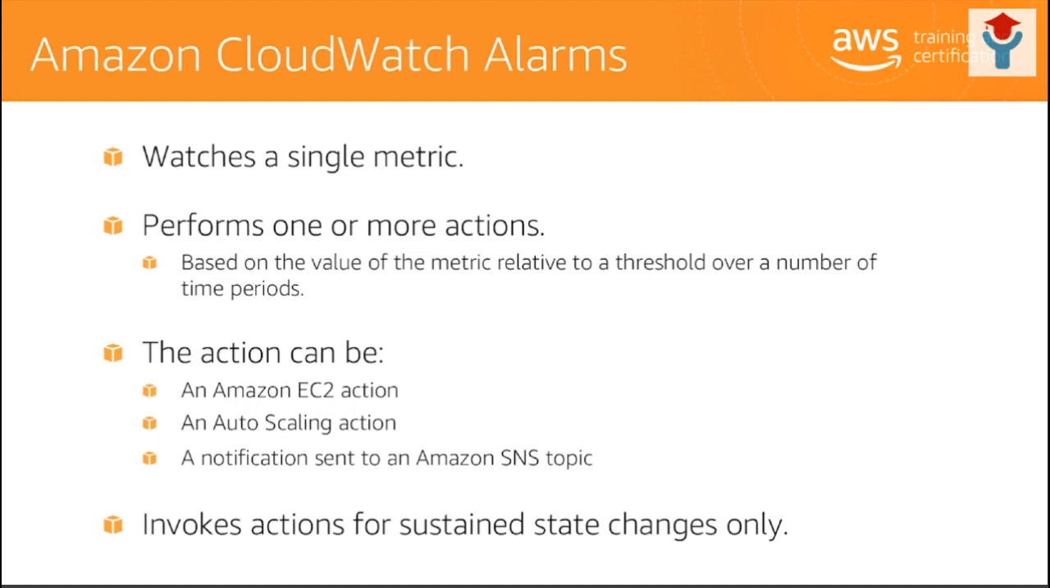CloudWatch alarms watch a single metric. It can perform one or more actions based on the value of that metric relative to the threshold over a number of time periods. So that action can be an EC2 action like stop, start, terminate, reboot. It could be an auto-scaling action like launch an auto-scaling configuration and add more instances to my application pool. Or it can just be a notification sent out via SNS topic. It invokes actions for sustained state changes only.